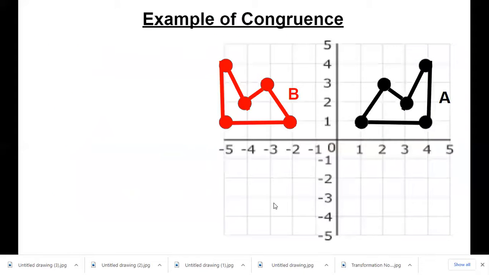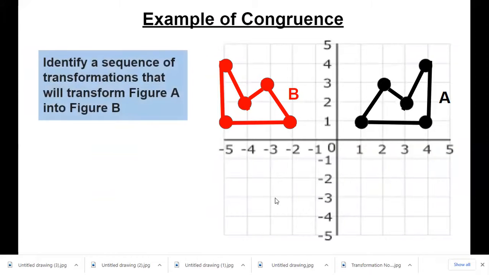Okay, let's continue. Example of congruence. Identify a sequence of transformations that will transform A into B. So now instead of giving you the transformations, they want you to figure out what they were. So from this shape to this shape, can you tell what happened? Was there a translation? Was there a rotation? Or was there a reflection? Or was there a combo of both? I bet you can tell.